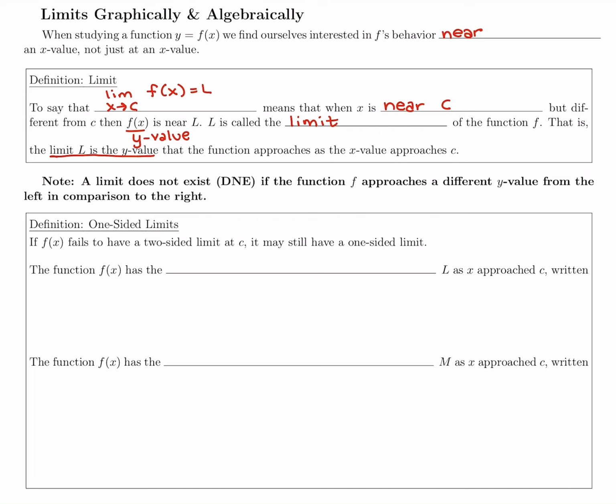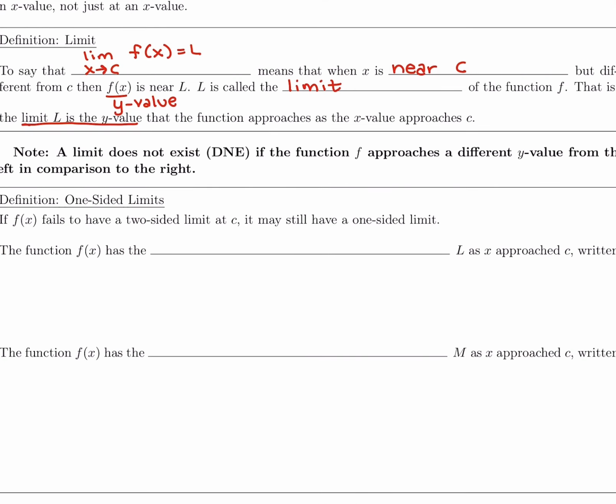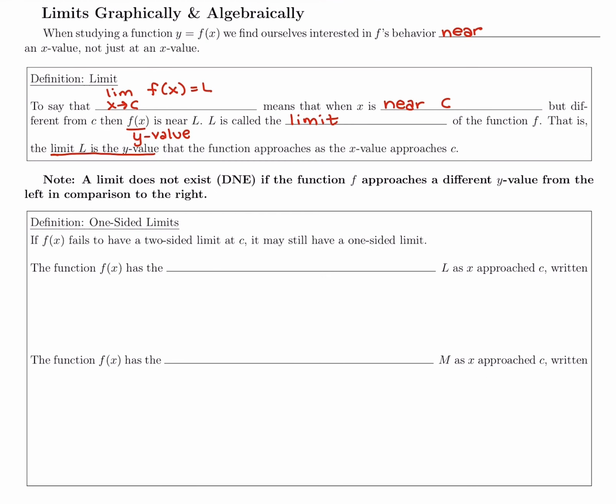So even if we don't have a two-sided limit, we can still have a one-sided limit though. So let's give those definitions and then we'll look at a picture and it'll make a lot more sense than hearing all these words and not seeing anything. So for one-sided limits, we're going to get some notation. The function f of x has the, and let's do the left-hand limit first, which I'm just going to write as LHL most of the time. Left-hand limit is L as x approaches c.